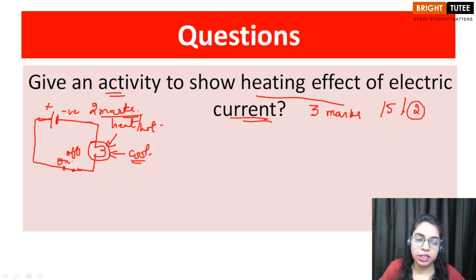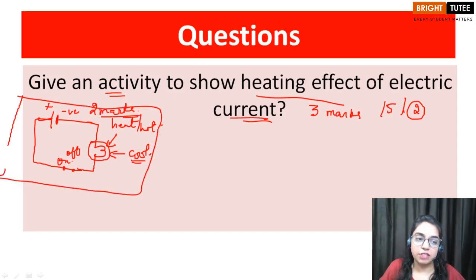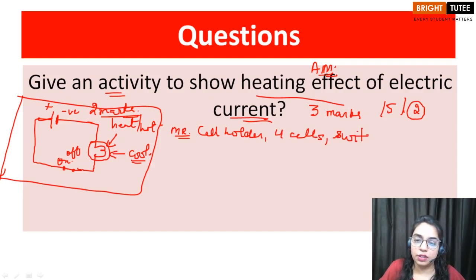Now suppose, children, this question is asked as a 3 or a 5-marker question. Since it is asked in the form of an activity or an experiment, you will first give the aim of the experiment, which is to show the heating effect of electric current. Then you will write the materials required. What will be the materials required? We will need a cell holder, 4 cells, a switch, and a nichrome wire.